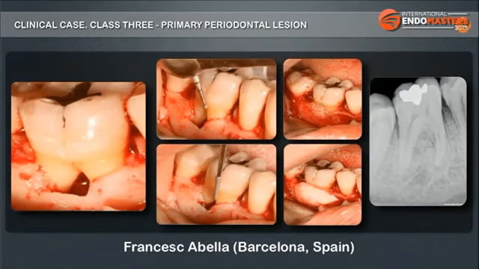Surgical access revealed the presence of an enamel cervical projection in the entrance of the buccal furca. Elimination of the enamel cervical projection, debridement, and tissue regeneration procedures were performed. Endodontic treatment was not necessary in this case. As we have said, in class 3 lesion there is no pulp involvement.